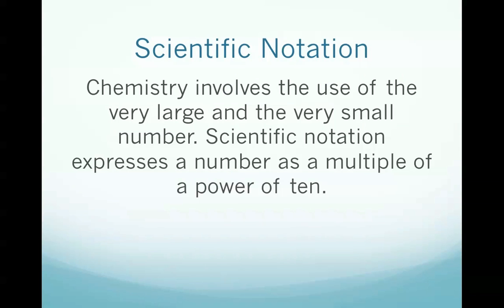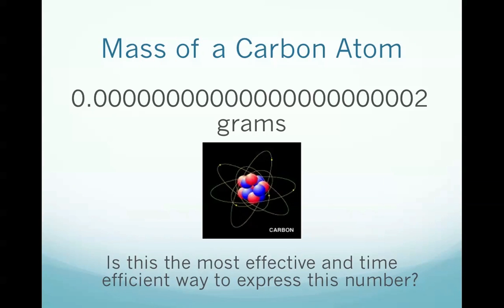So scientific notation in chemistry is incredibly important for communicating data because it expresses a number as a multiple of a power of 10. If I look at the mass of a carbon atom, is this really the most effective way in terms of time efficiency to express this number? I think most people would agree that it's not, having to type in all those zeros every single time you talk about the mass.